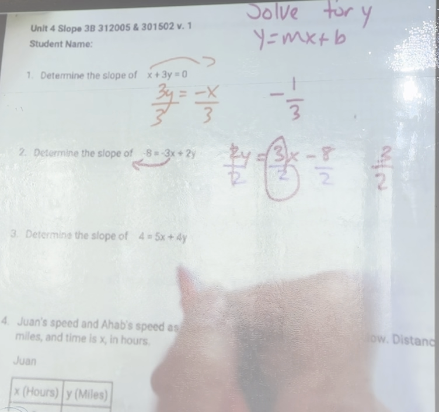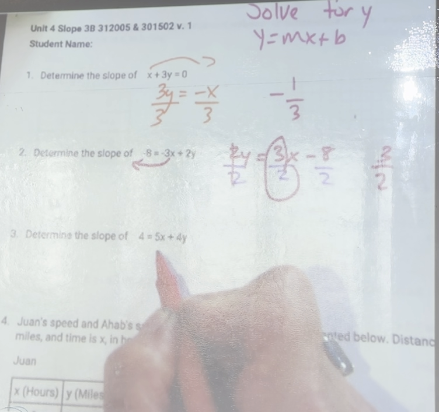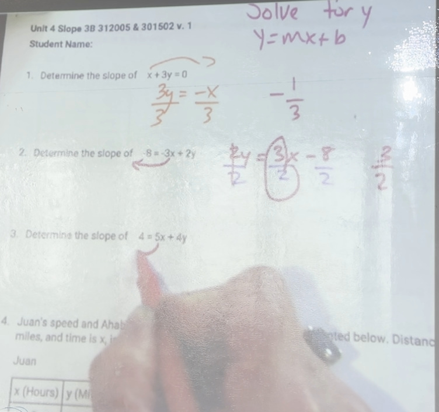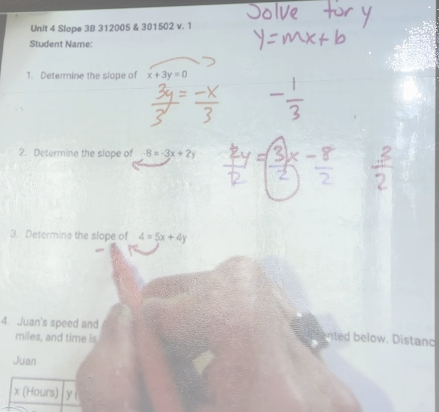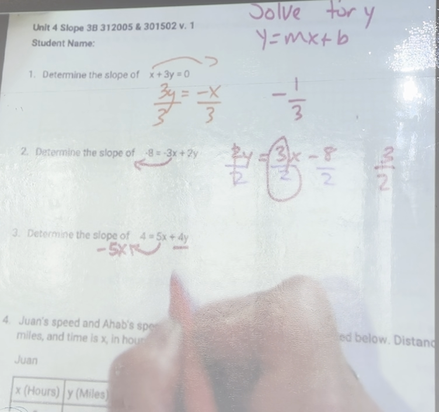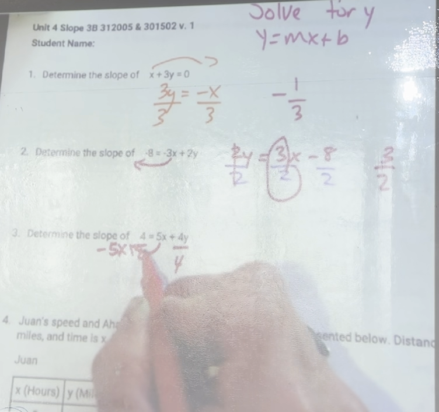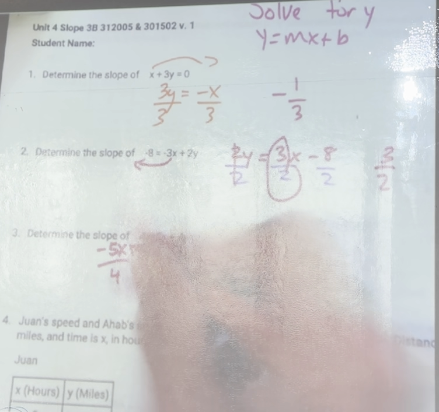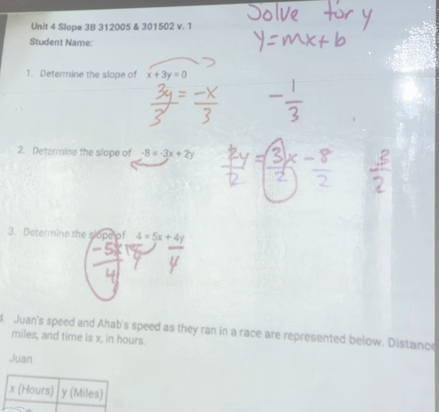Number 3. What kind of 5x is it going to be? Negative 5x. And then we're going to do what? Divide by 4. And so negative 5/4 x is your answer. So for most of you, if you choose to show no work, you might get a few right, but not all of them.